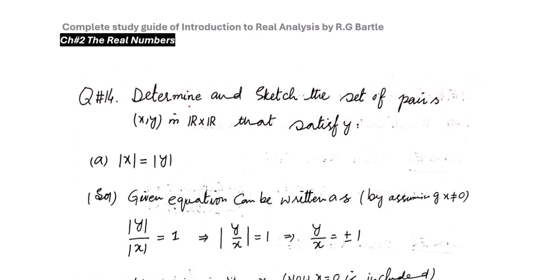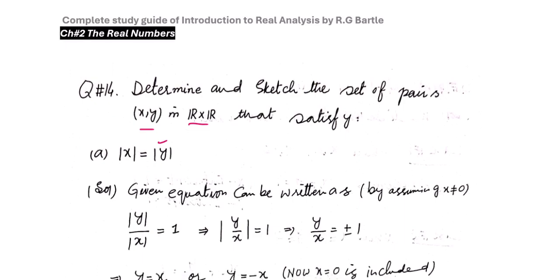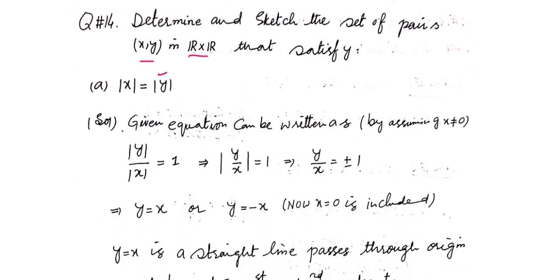Question number 14 says: determine and sketch the set of pairs (x, y) in R cross R that satisfy the equation |x| = |y|. To solve this equation, the first method that I will use: the given equation can be written by dividing both sides by |x|, assuming at the time of division that x is non-zero. So this can be written as |y|/|x| = 1.